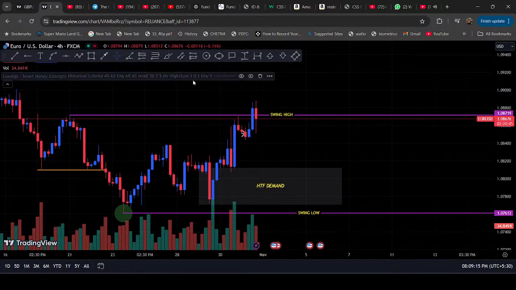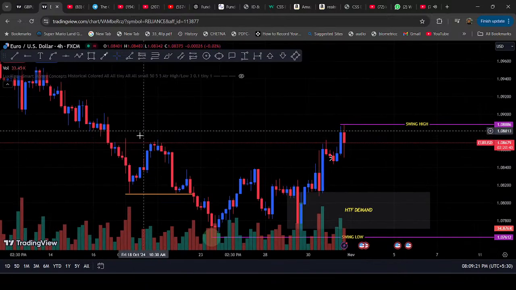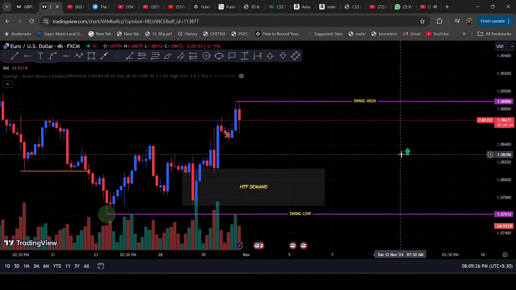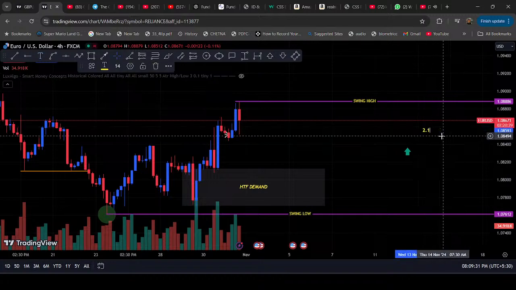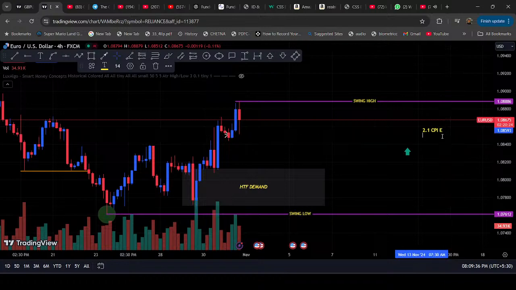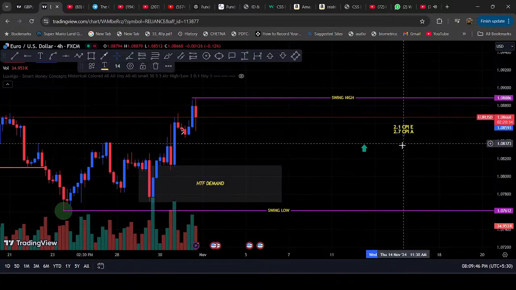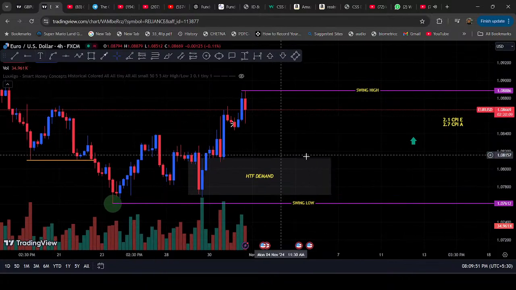Okay, so let me get rid of this. So this is our swing high right now. This swing has been breached, so now we are in a bullish trend for the euro because the expected CPI was 2.1, that is the expectation, but it actually came in at, I guess, 2.7. This is the reality, the actual data. Okay, so this was very positive for the euro against the dollar.